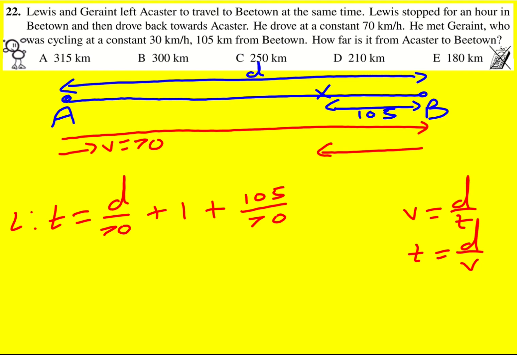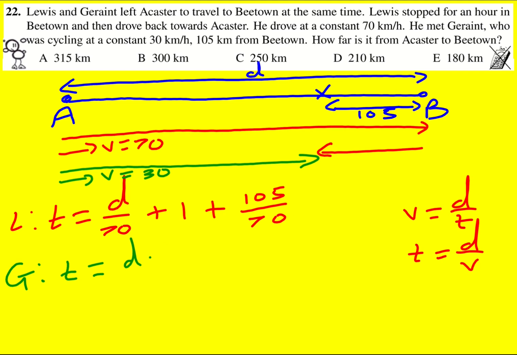Now let's take a look at Geraint. Geraint simply goes from here to here with a speed of 30. And they're going to meet after the same time, so this clock starts at the same time for them. Geraint's time is a lot simpler. Time is distance over speed, so it's going to be the full distance minus 105, divided by his speed. And I can set these two equal to one another and then solve for D.